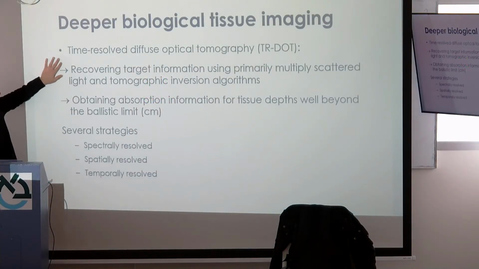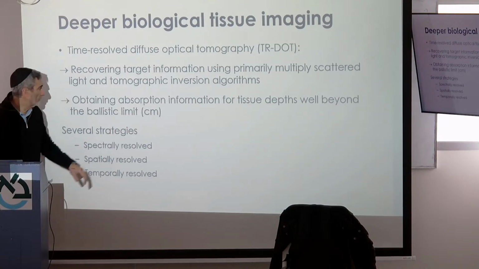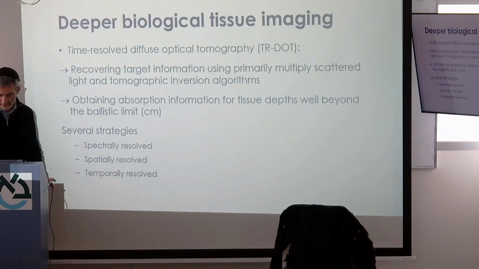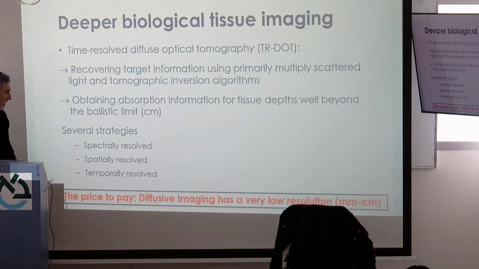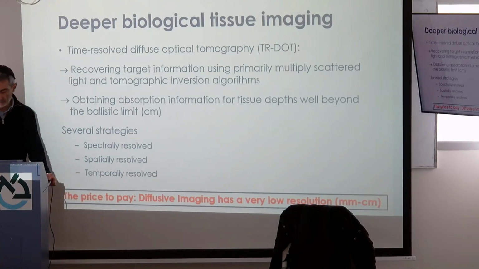In time-resolved diffuse optical tomography, the idea is to recover target information using primarily multiply scattered light. They use algorithms and the theory behind that. Typically the limit is a few centimeters. I won't go too much into the details here, it's technical. But the price to pay is that diffusive imaging has a very low resolution, millimeter to centimeter.